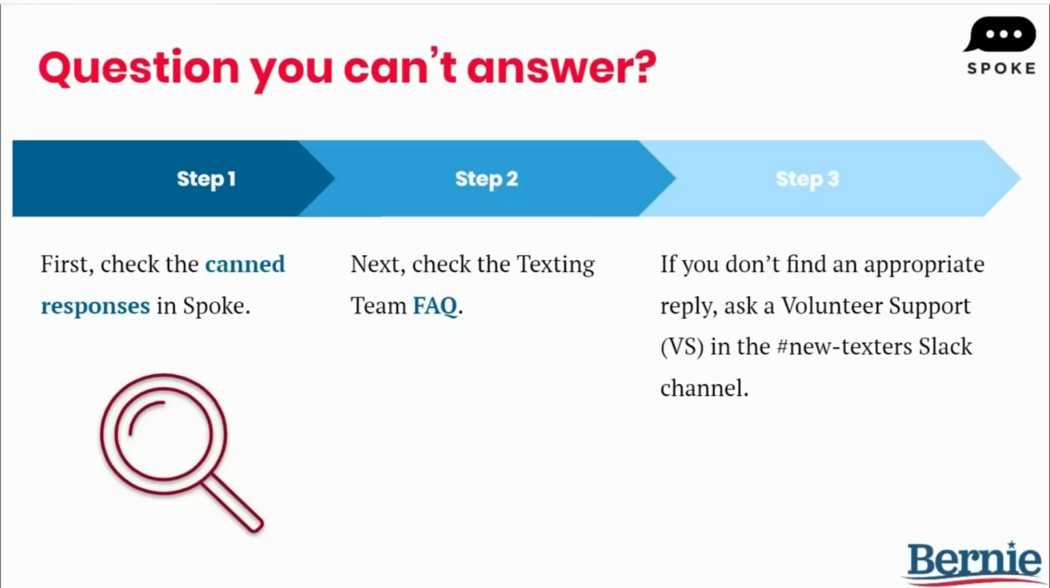Okay, so you know the difference between negative debate and constructive discussion. You know when to opt out and when not to opt out. But what do you do when you hit a question you don't know how to answer? You can follow these 3 steps. First, check those canned responses in Spoke. If you don't see an answer there, check the texting team FAQ. If you're still struggling to find that right reply, ask a volunteer support in the New Texters Slack channel.